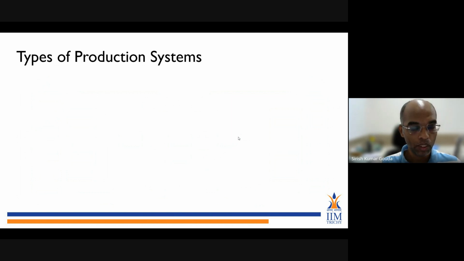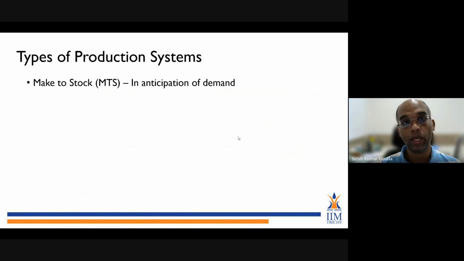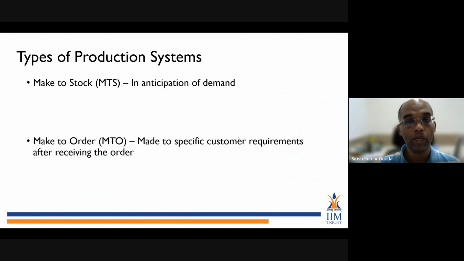So, based on these two types of things that we just discussed, we can identify two different types of production system. One is called make to stock, where the production is done in anticipation of demand, and make to order, where the production is done based upon specific customer requirements after receiving the order.